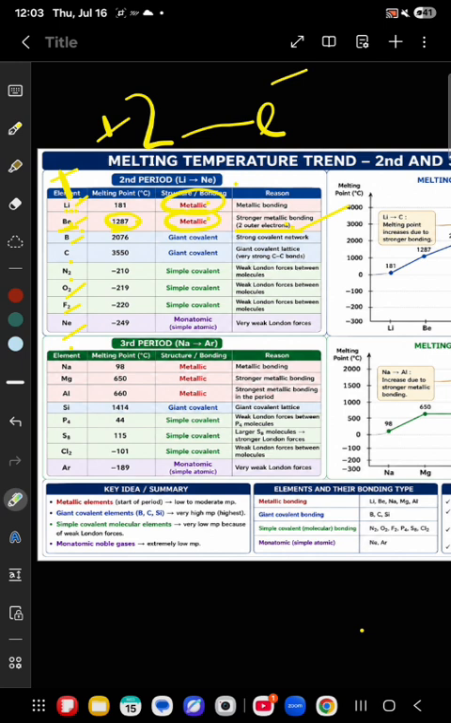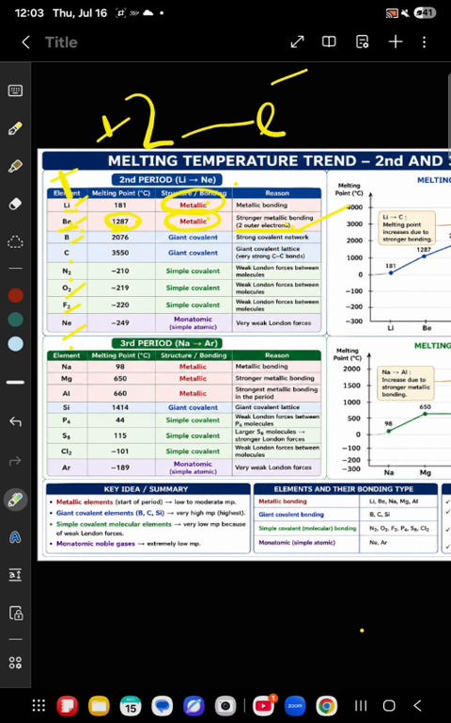We know the concept of catenation. Carbon can make 4 bonds, because carbon has 4 electrons in the outermost shell, and it has the ability to make 4 bonds with other carbon atoms. So carbon can make giant covalent structures. The word giant means a big covalent structure.